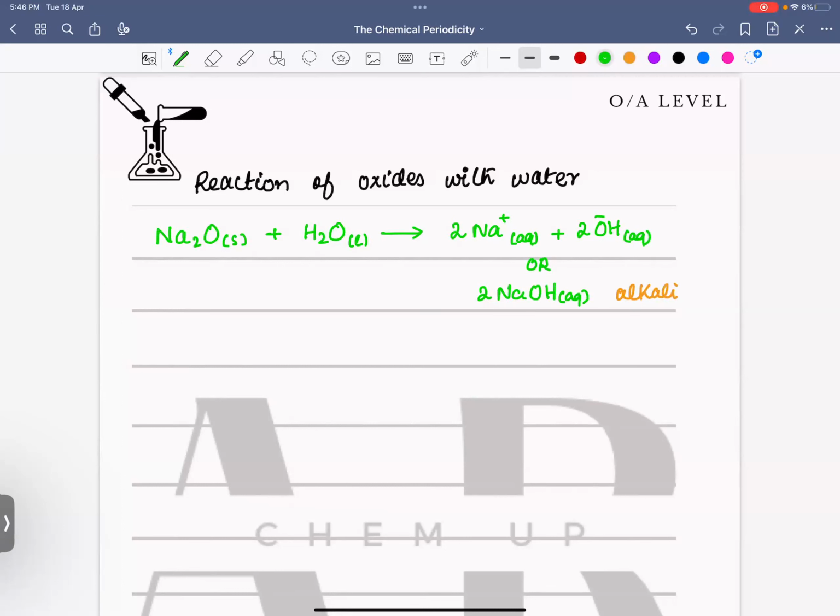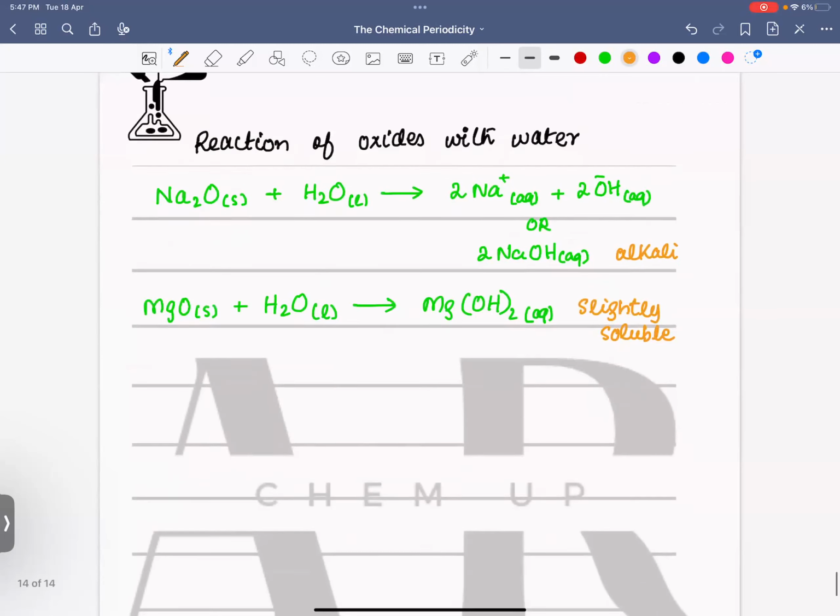Now, the next is magnesium oxide. It also easily dissolves in water, forming, in the same way you can either write the whole compound or split it into ions, aqueous. But in this case, it is slightly soluble. It is not completely soluble. Okay.